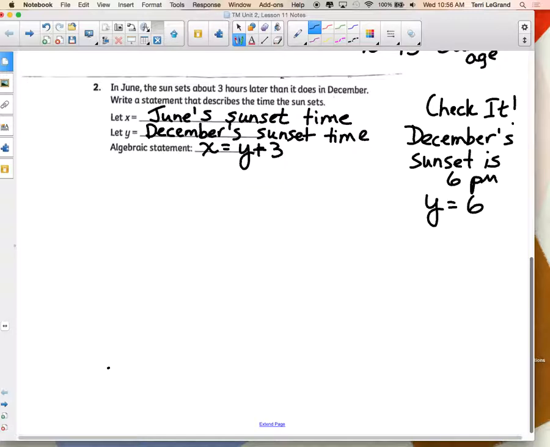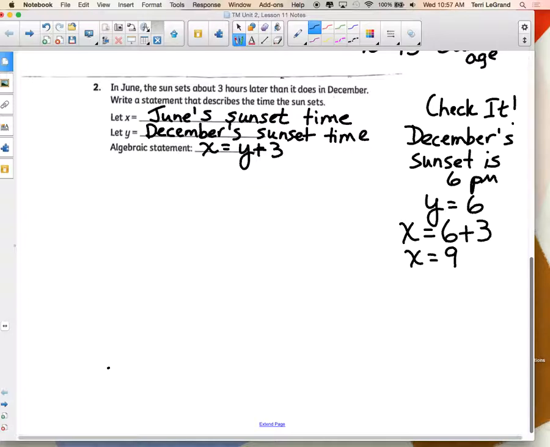Does the PM matter in our equation? No, it matters in our world. We know that the sun doesn't set in AM. So now we would say, if our equation is a good equation, when we put 6 in for y, what do we get for x? What do we get? 9. So that would really be 9 what? 9 o'clock. 9 o'clock at night, right?